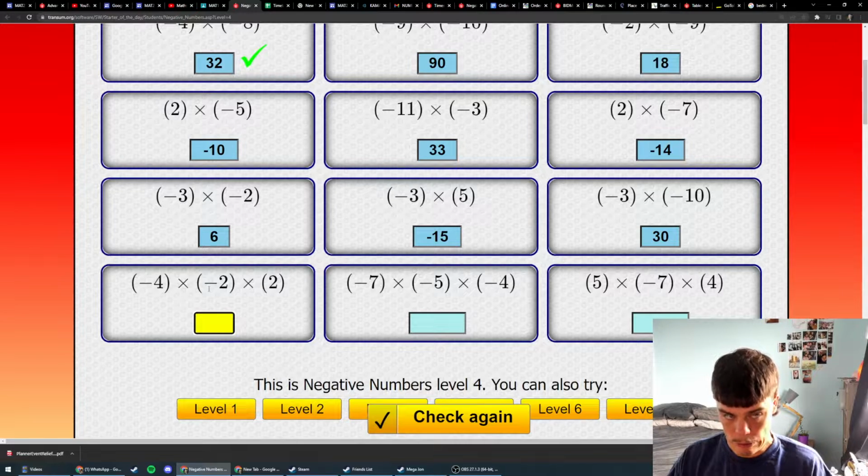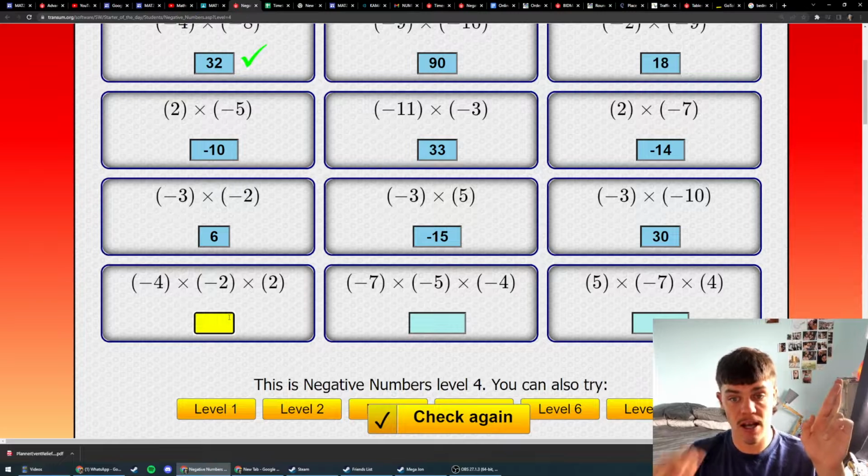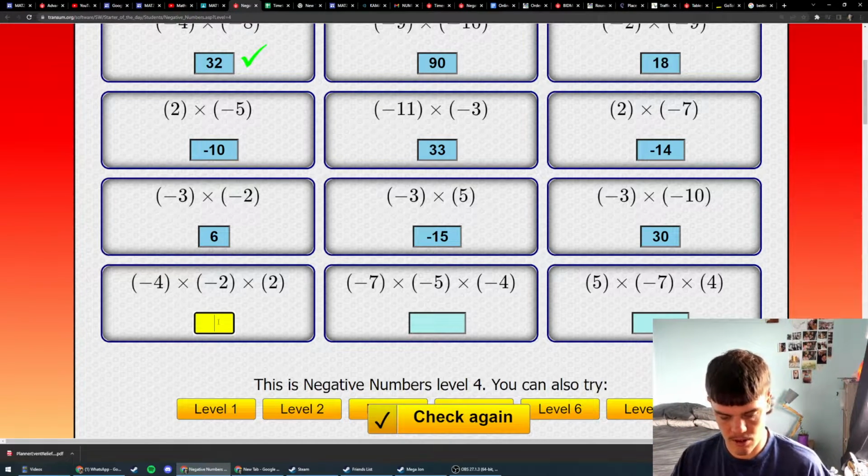Negative, negative, ooh, and then a positive. So it's going to be a positive, negative and a negative joins together make a positive, and a positive times a positive. So then it's 4 times 2 is 8, 8 times 2 is 16. So it's a positive 16. Okay, now let's check them.